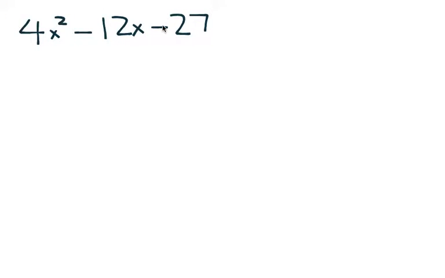So the first thing you'd normally do is look for a GCF. Let's say if I can factor something out, but you can't. Like, let's say this was 3x squared minus 12x minus 27. Sorry, my handwriting's kind of bad. I'm just writing fast. You would be able to factor out a 3 here.